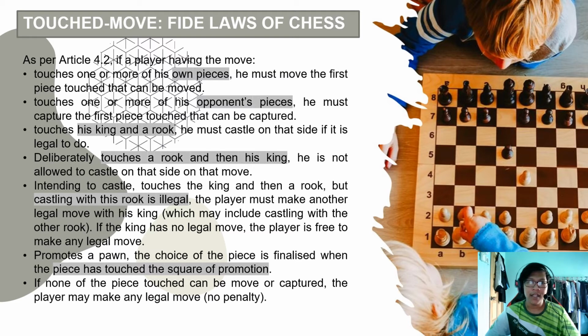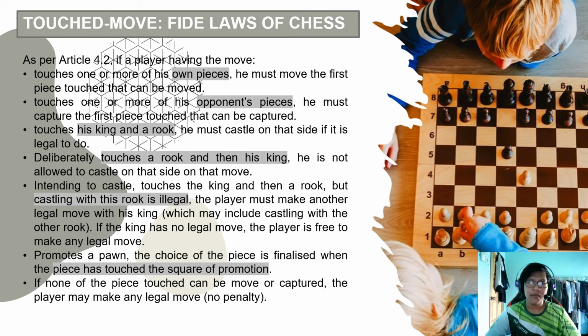And fourth, if he deliberately touches a rook and then his king, he is not allowed to castle on that side, on that move. That means if he wants to castle, he must touch the king first and only then touch the rook. The next case, if the player intending to castle touches the king and then a rook, but castling with this rook is illegal, then the player must make another legal move with his king, which may include castling on the other side with the other rook. But if the king has no legal move, the player is free to make any legal move.